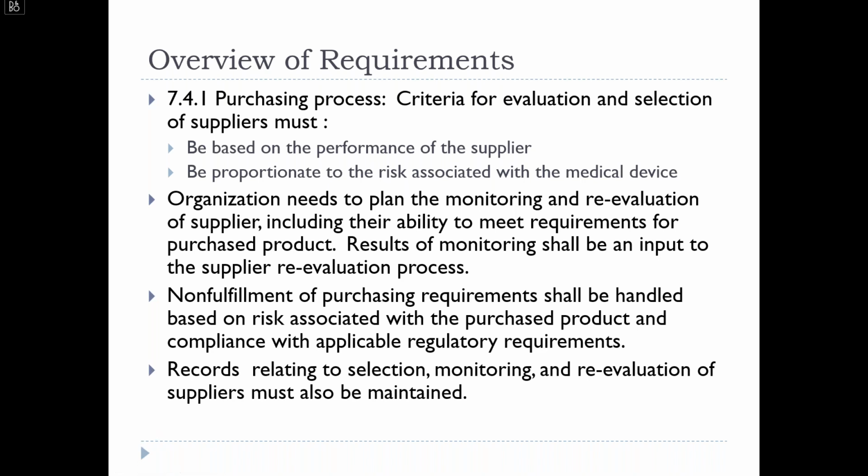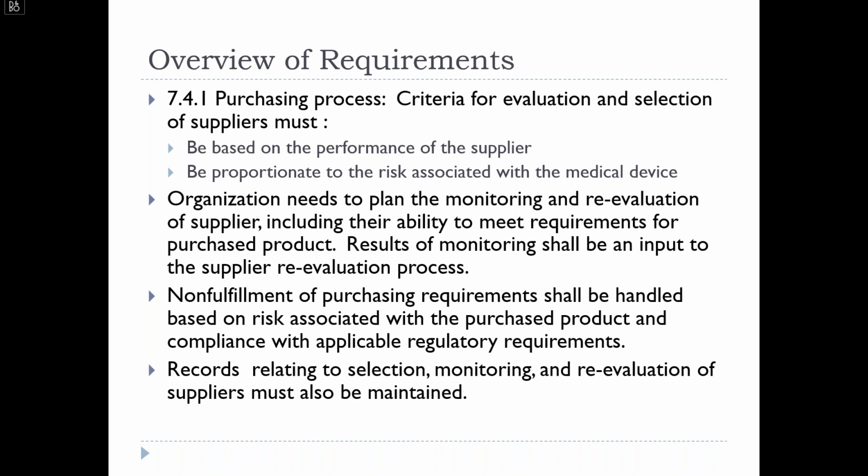Okay, moving on to purchasing. Criteria for evaluation and selection of suppliers needs to be based on the performance of the supplier. So an established supplier within your system who consistently provides on-time, on-quality product may not be subject to such a rigorous reevaluation as other suppliers and be proportionate to the risk associated with the medical device. That being said, it may be a solid performing supplier, but if they're providing a risky product or service component, they may be subject to some rigor.